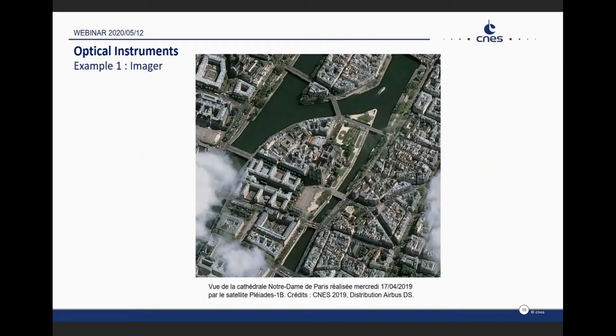This is an image from Pléiades. The final resolution we get at an altitude of 700 kilometers is really good. This view of Notre-Dame de Paris is really well resolved with the burnt roof. The applications are very numerous, and the satellites are very often activated in the event of natural disaster.